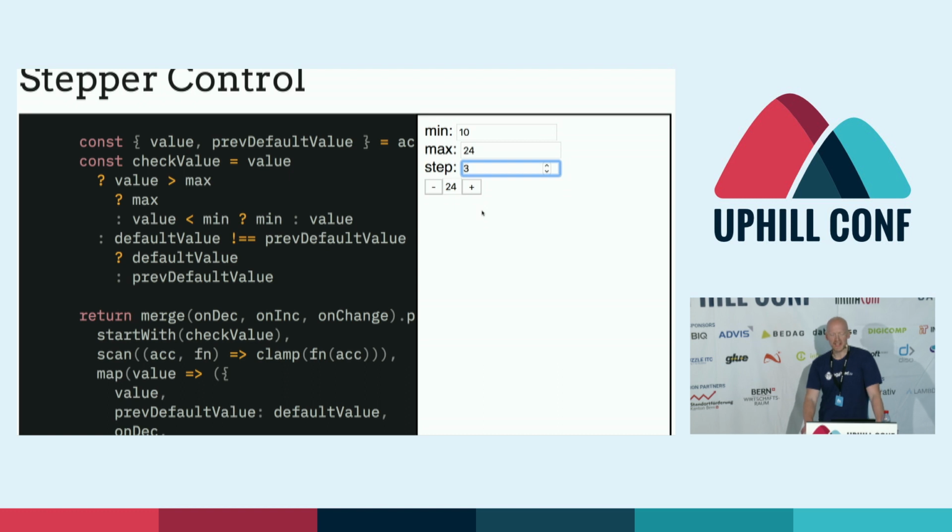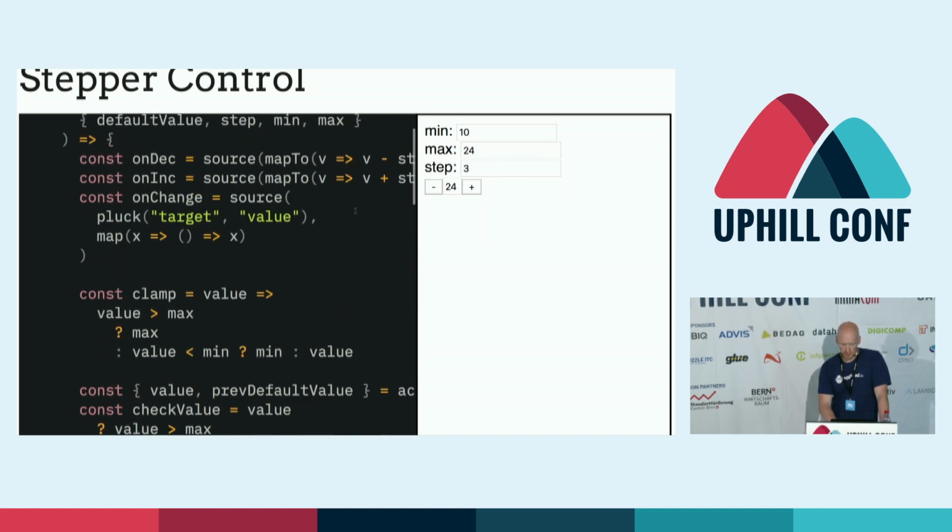Now, I challenge you this weekend or anytime you have some free time to attempt this, to create a stepper, which is a very simple counter plus minus 1, but create it in such a way where you have a dynamic minimum, a dynamic maximum, and a dynamic step. And think about what that solution would look like.